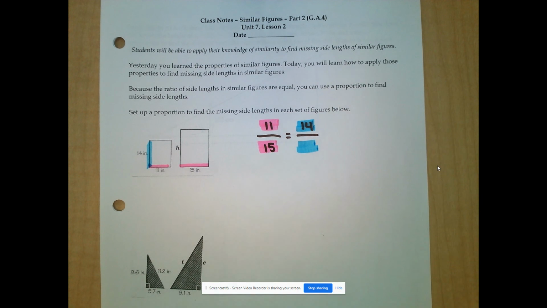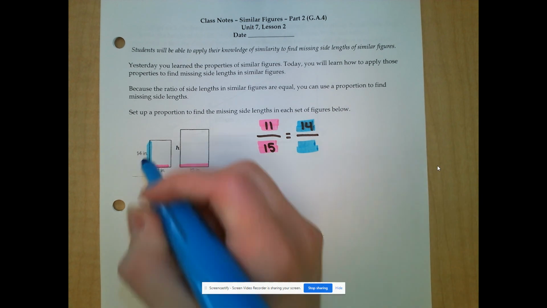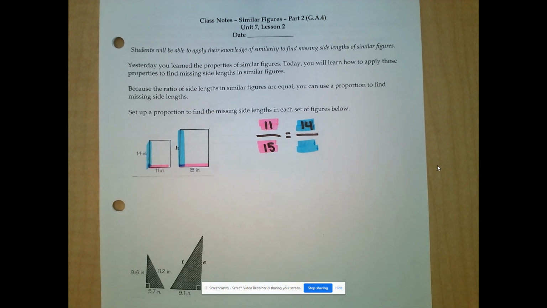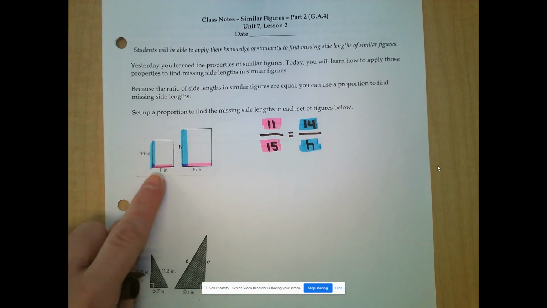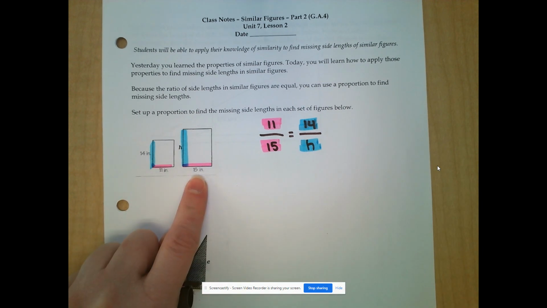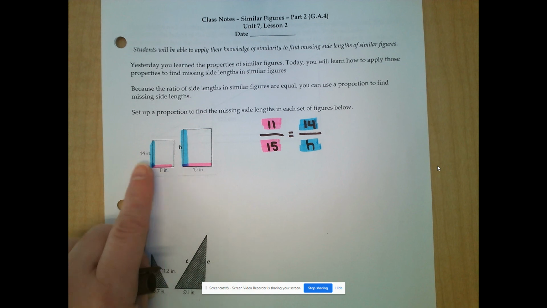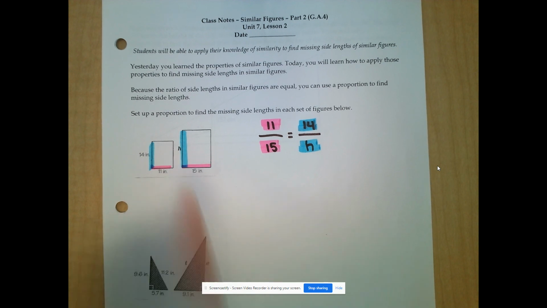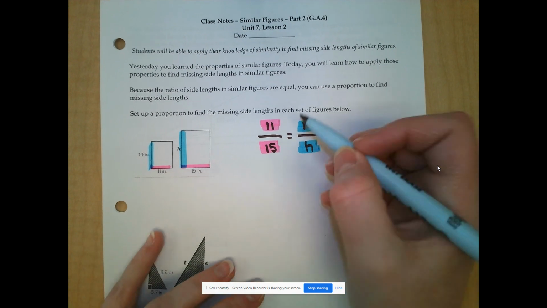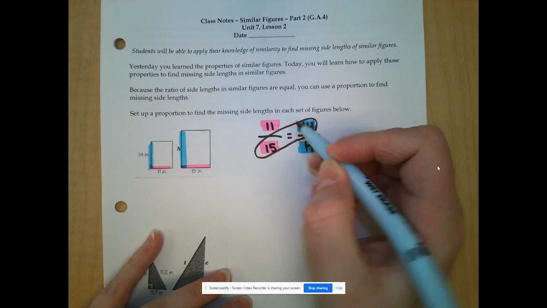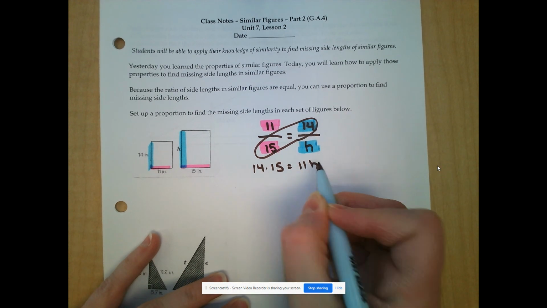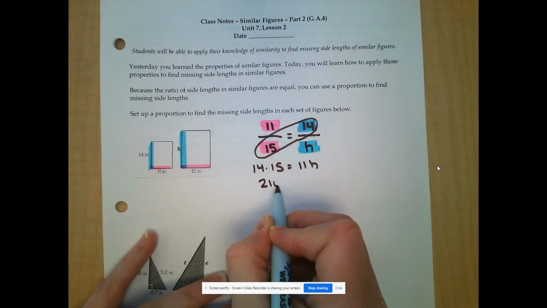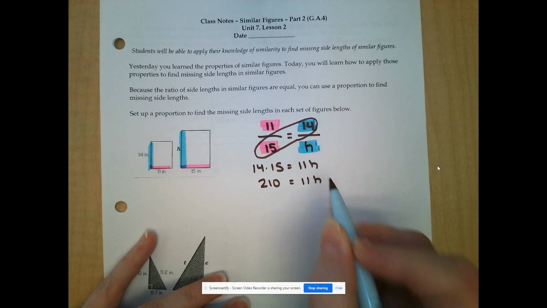And then the long side on the big rectangle, we don't know. That's the one that they have labeled H. So we are going to say H. So 11 on the small to 15 on the big has to have the same ratio as 14 on the small to H on the big. And all we would do here is solve this as a proportion. So 14 times 15 equals 11 times H. The 14 times 15 is 210 equals 11H.